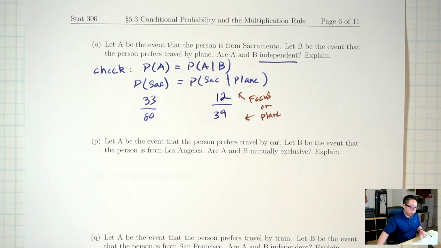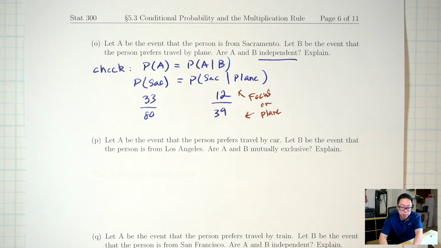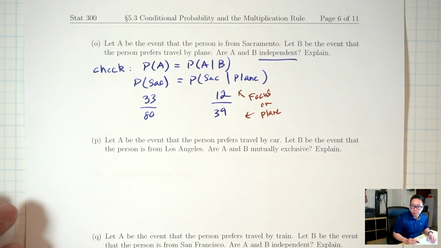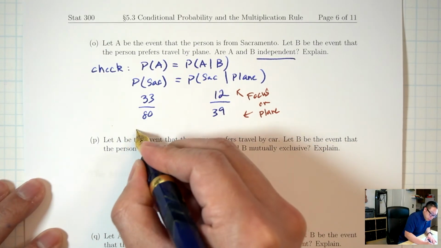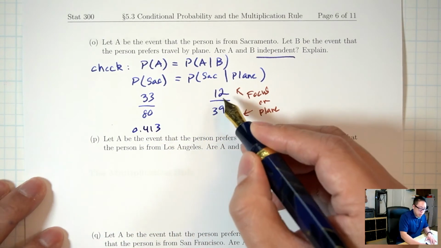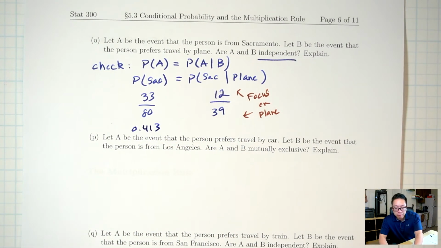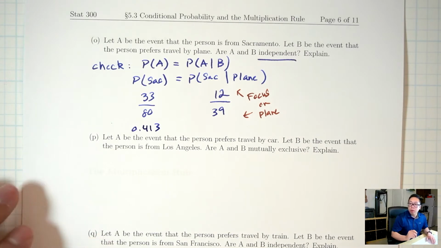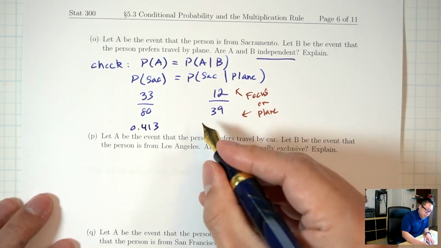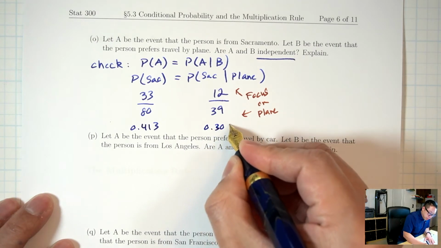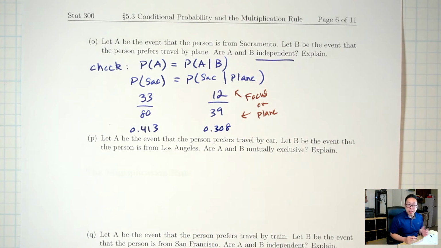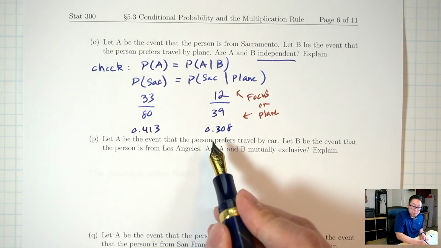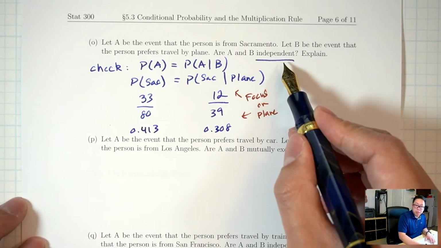Okay, and the question is, are these two things the same or not? And so they're fractions right now. It's hard to tell whether they are the same or not. So just divide. So 33 divided by 80, and I'll round to 3 decimal places here, 0.413. 12 divided by 39 is 0.308. Okay, are they the same or not? They're not, right? So if they're not the same, then it's not independent.